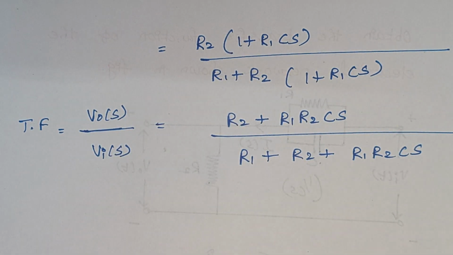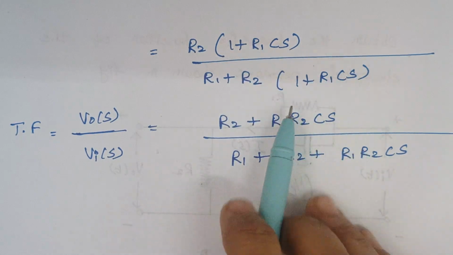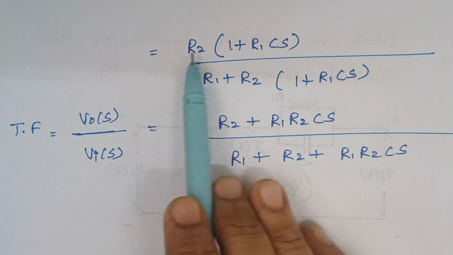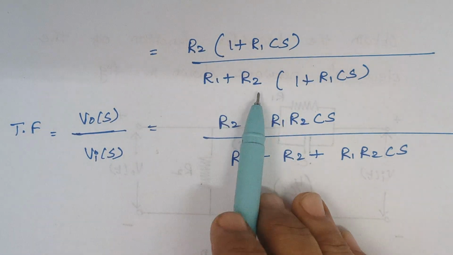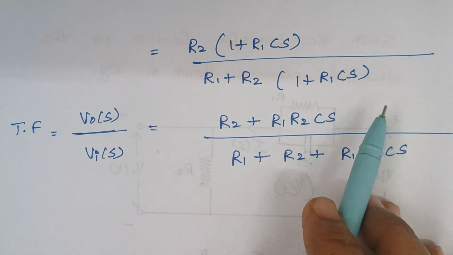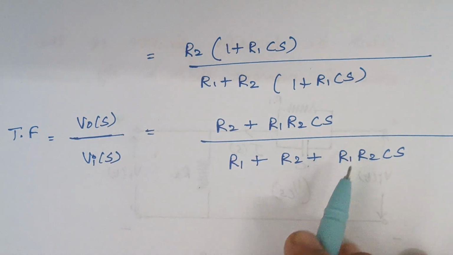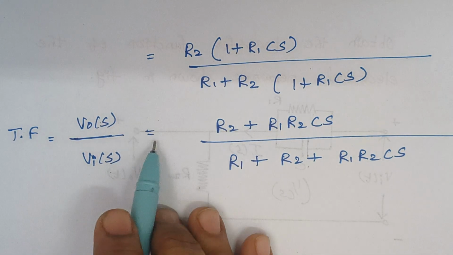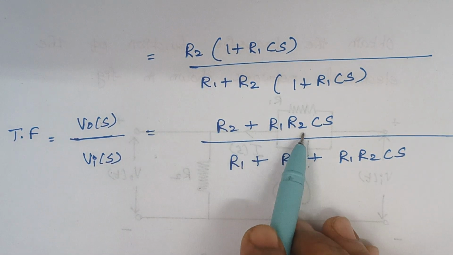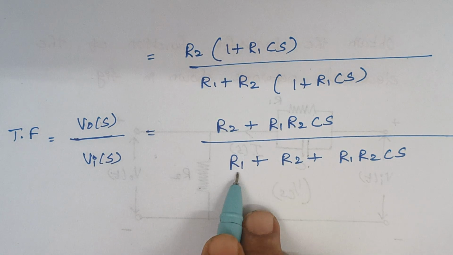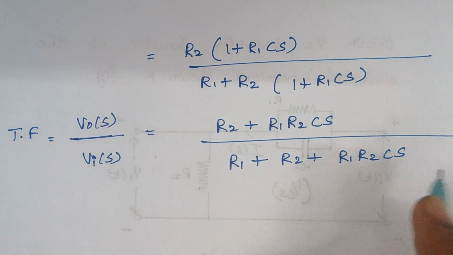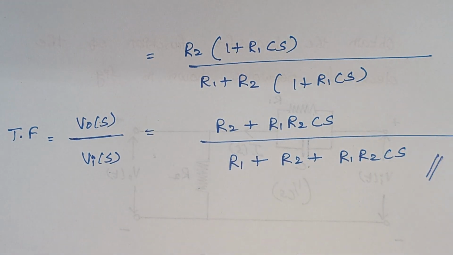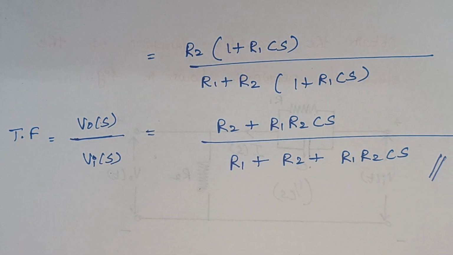When you simplify, we multiply R2 with the terms here and similarly R2 with the terms there. Finally, the transfer function for the given electrical network is V0(s)/Vi(s) equal to R2 plus R1 R2 Cs divided by R1 plus R2 plus R1 R2 Cs. This is our final transfer function for the given electrical network.